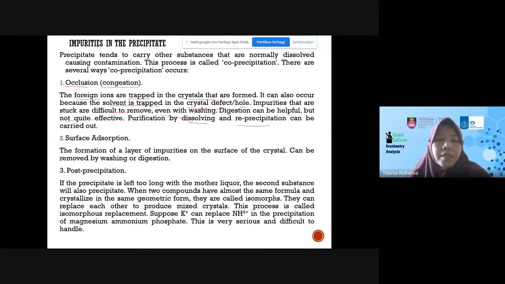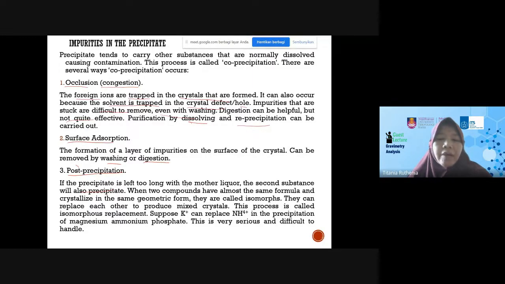And then the second one, the co-precipitation, is by the mechanism of surface adsorption. This is the formation of a layer of impurities on the surface of the crystal, and it's easy to remove by washing or by digestion. And the third one is post-precipitation. Post means after. And this happens because if we leave the precipitate too long with the mother liquor, the second or other substance will also precipitate.